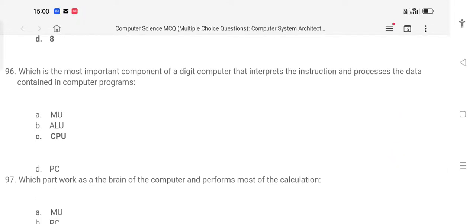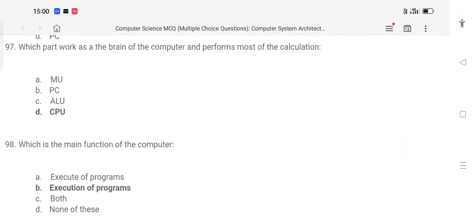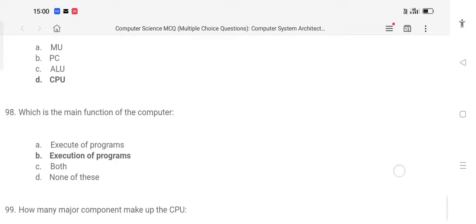Which is the most important component of a digital computer that interprets instructions and processes the programs contained in the computer? CPU. Which part of the computer is the brain of the computer and performs most of the calculations? CPU.